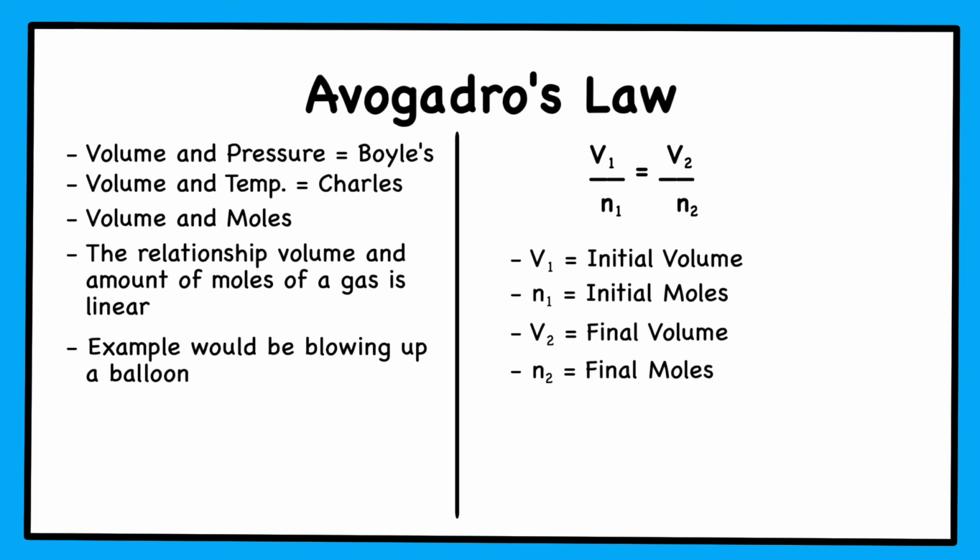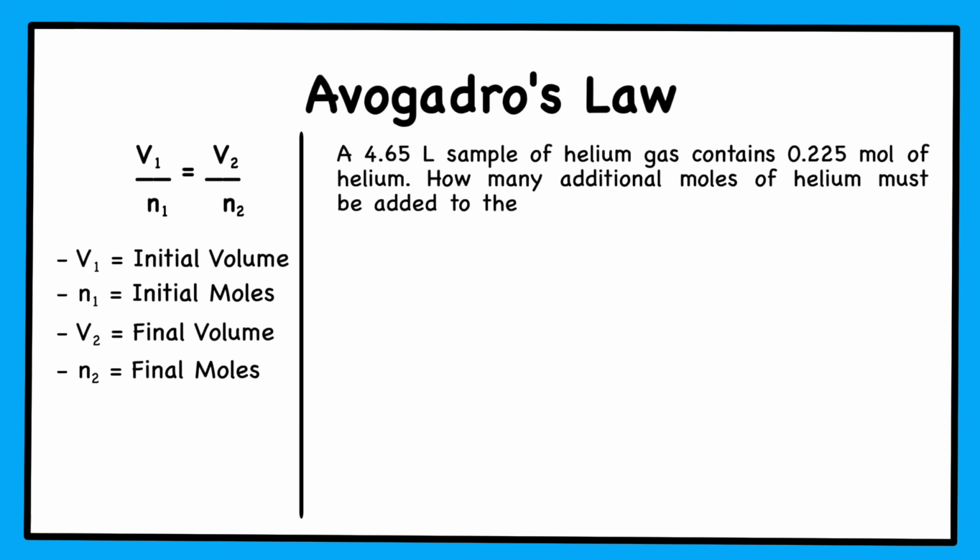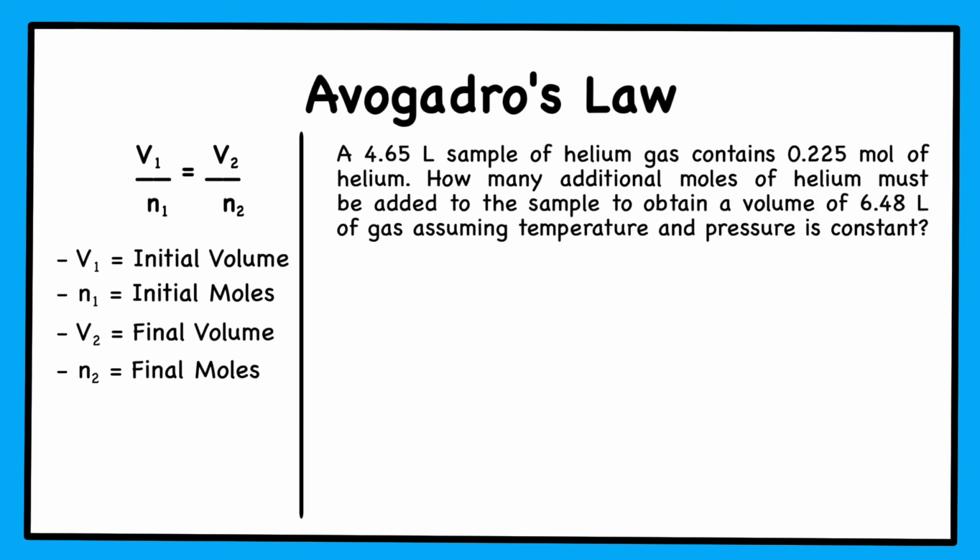Now, let's end this video by working an example problem of Avogadro's law. Let's say a 4.65 liter sample of helium gas contains 0.225 moles of helium. How many additional moles of helium must be added to the sample to obtain 6.48 liters of gas? All this is assuming that temperature and pressure remain constant. The fact that we are given volume and moles indicates that we are using Avogadro's law, so V1 divided by N1 equals V2 divided by N2.